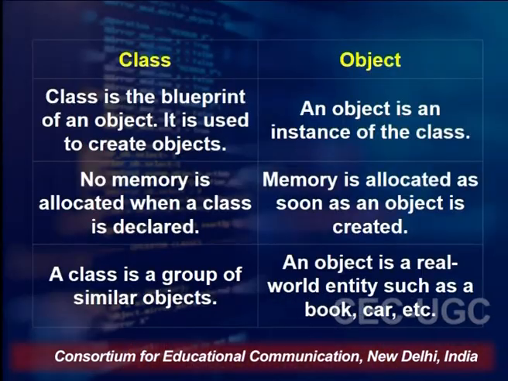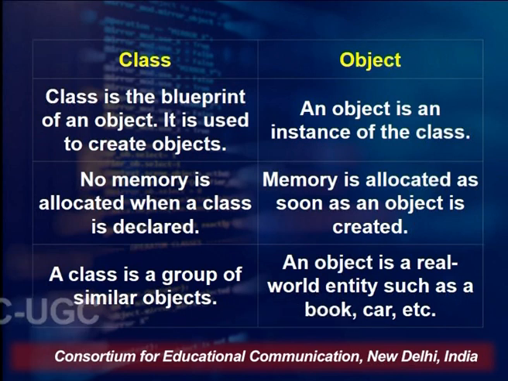So, let us have a look. Class, we can say, is actually a blueprint of an object which is used to create the objects, while object, on the other hand, is the instance of the class, and that we have seen. For class, no memory is allocated when it is declared, but when an object is created, memory is allocated. Please mark my words, when object is created.